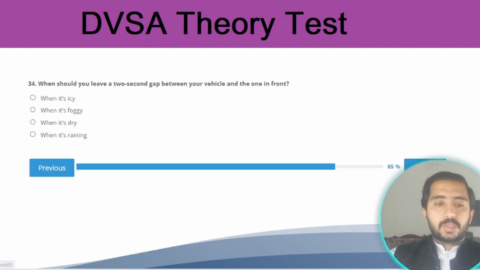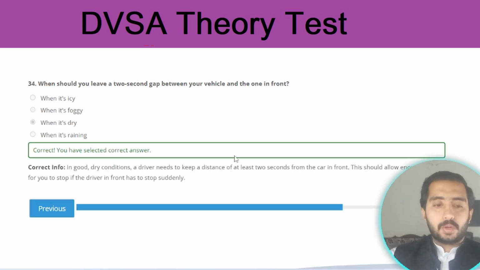Next one. Question 34. What should you do? Leave a 2-second gap between your vehicle and the vehicle in front of you. The correct option is option C, when it's dry. Option C is the correct one.